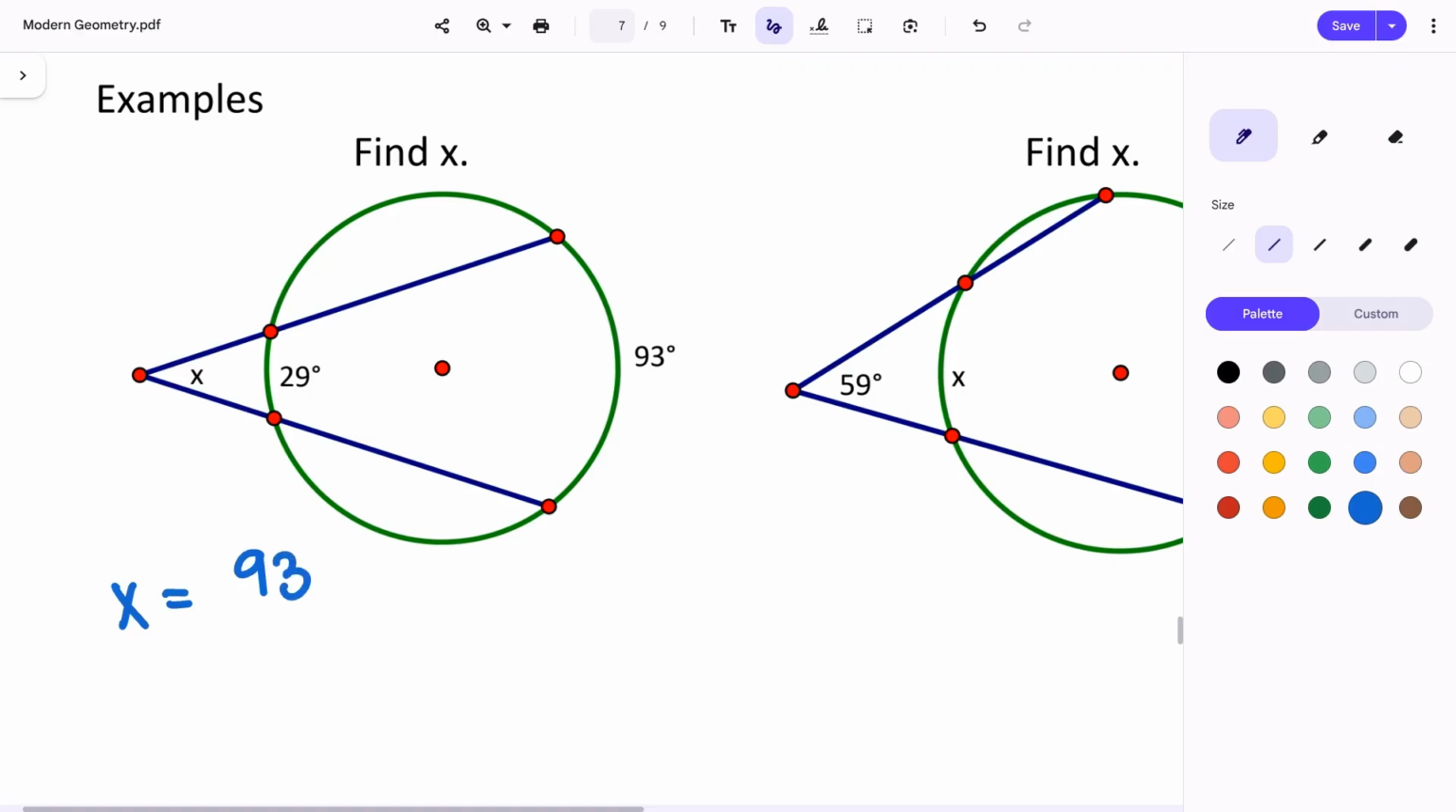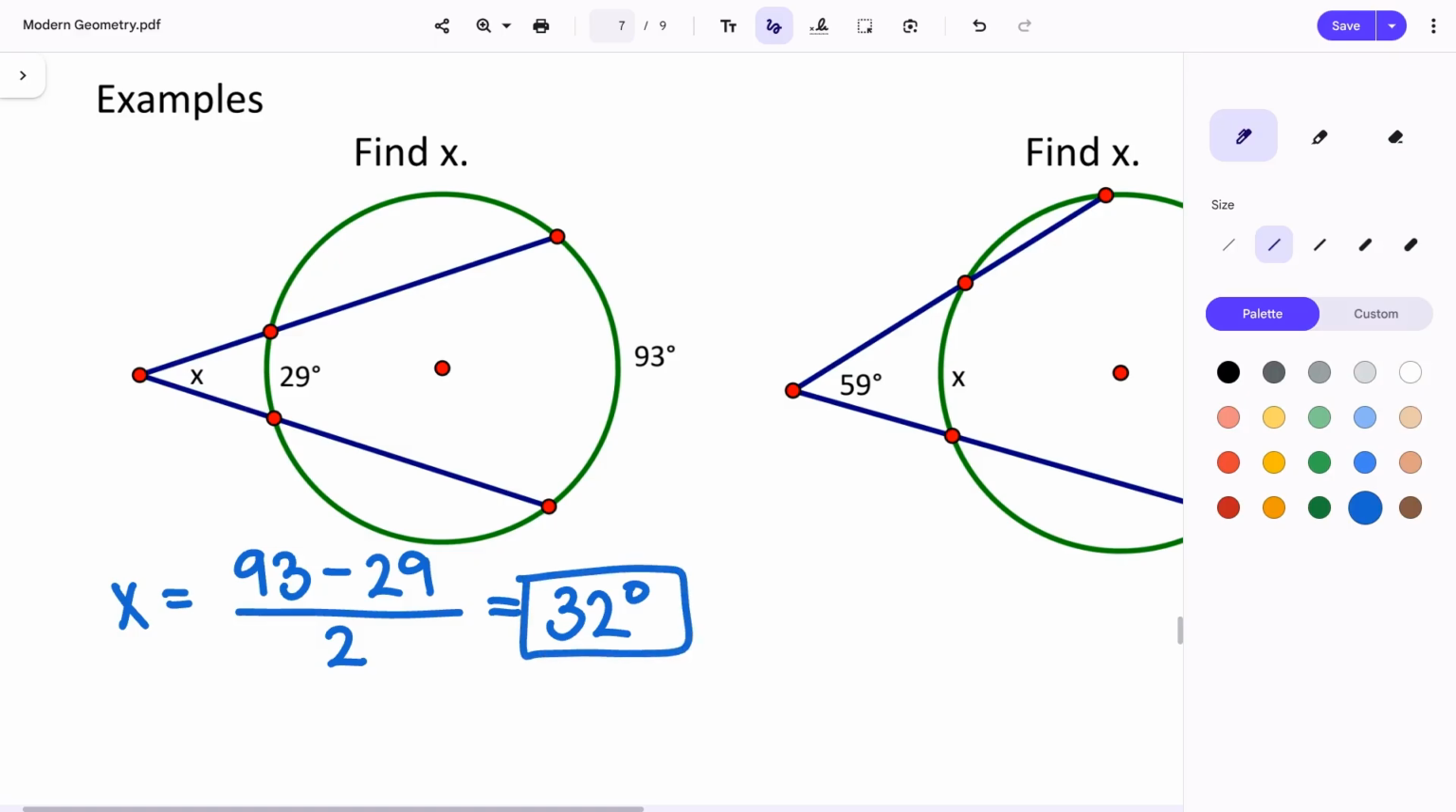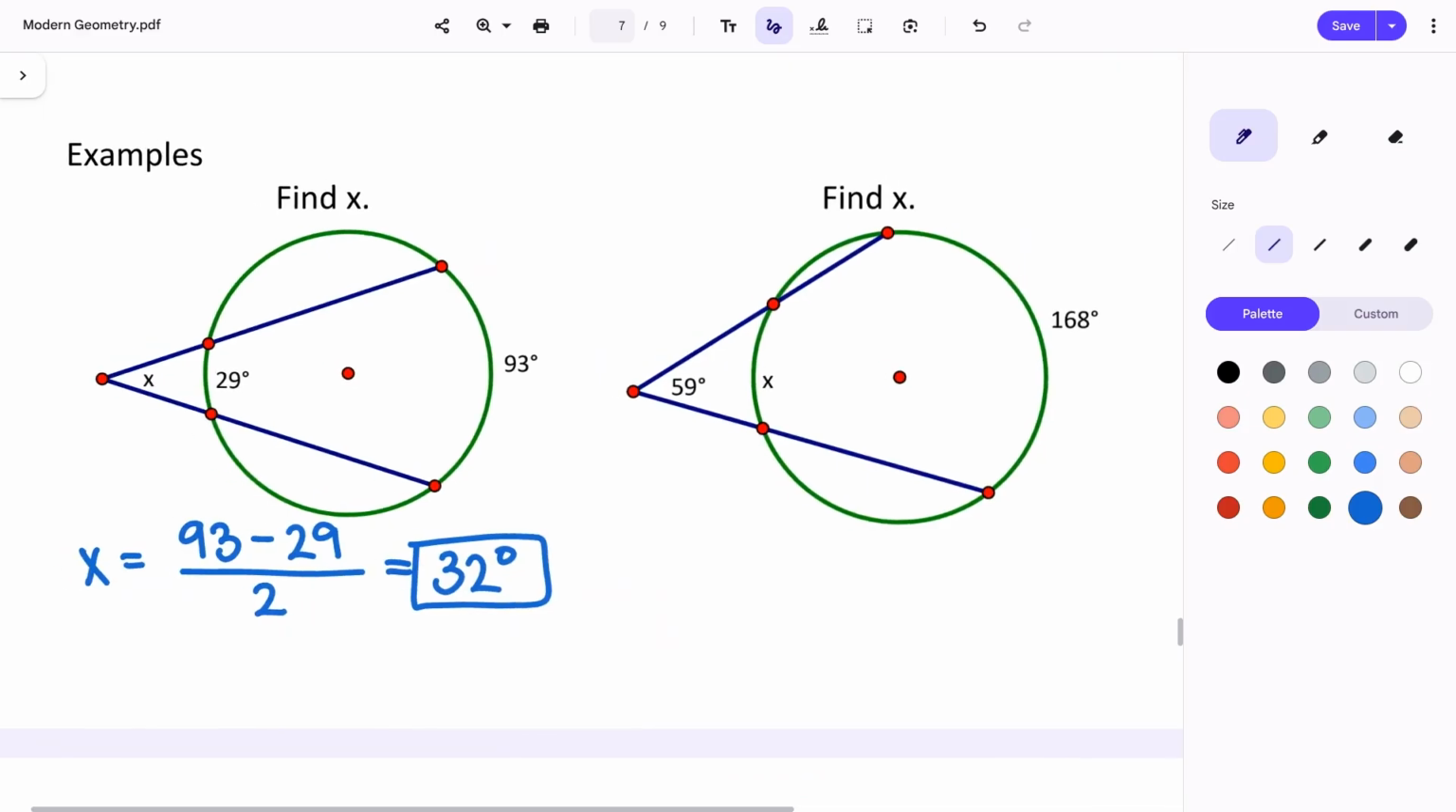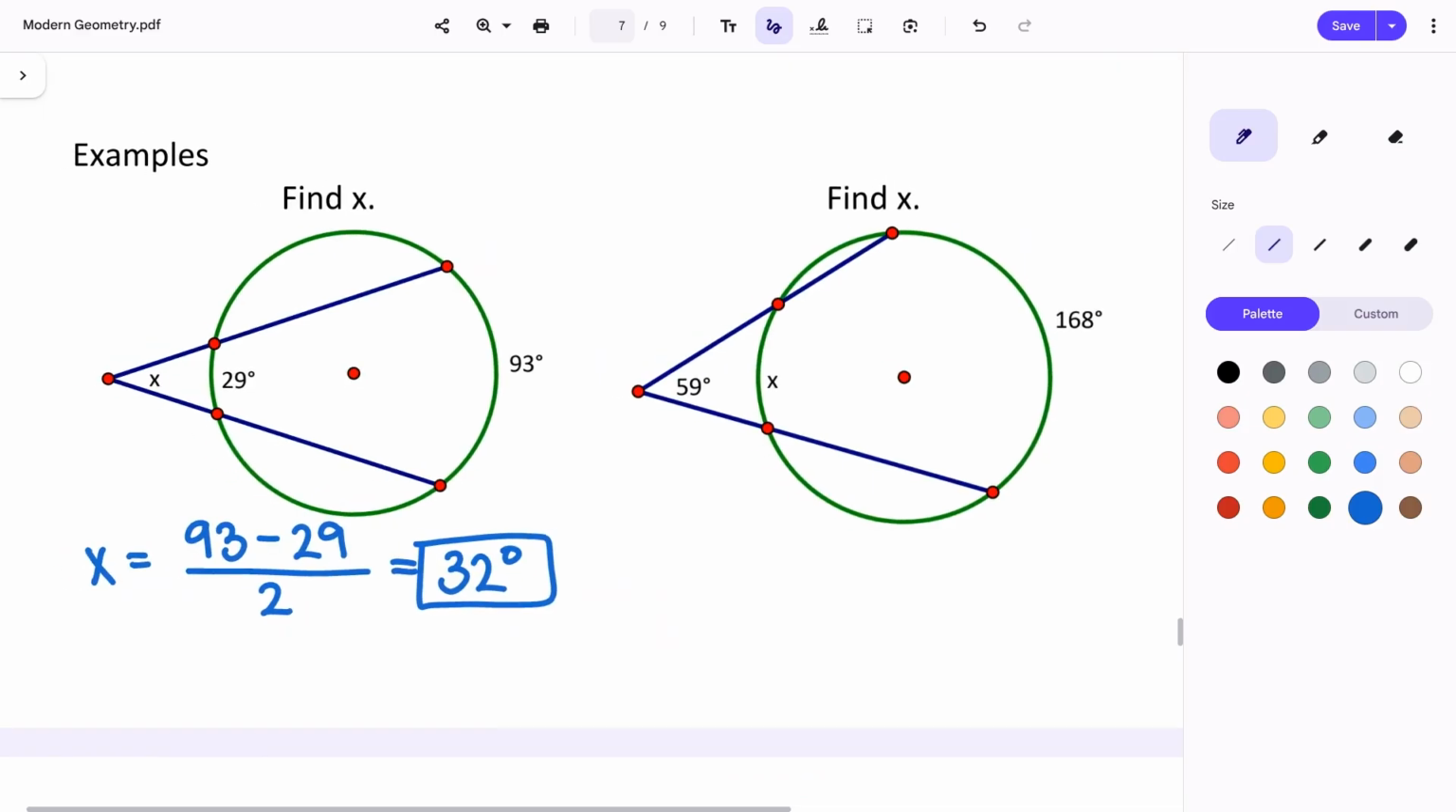Good, 93 is the bigger one, minus 29, yep, and then good, divide by 2. And what do you get there? Good, 32. Okay, take a look at the second one. How does it compare to the one that we just did?